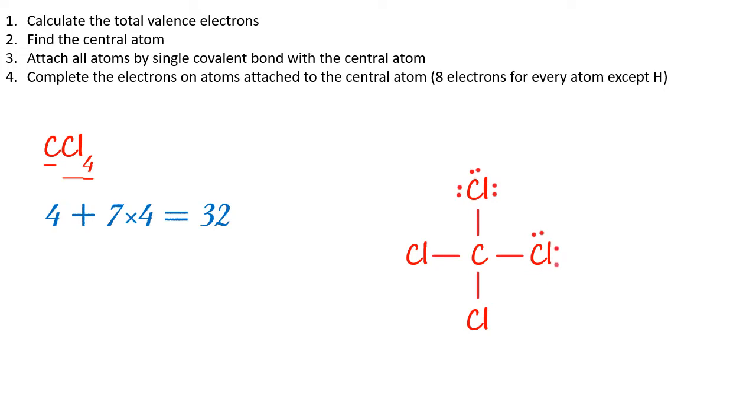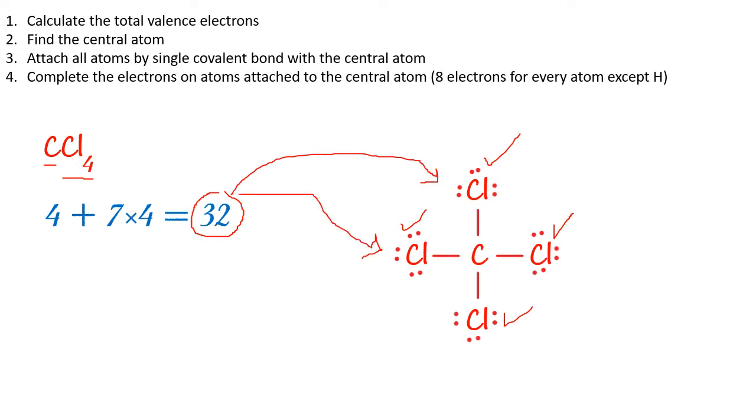In this chlorine 1 to 8, in this chlorine 1 to 8, and in this chlorine atom also 1 to 8. Okay, now how many total electrons have we completed? 8 plus 8 plus 8 plus 8, total 32 electrons. It means we have completed all 32 electrons on all these atoms.